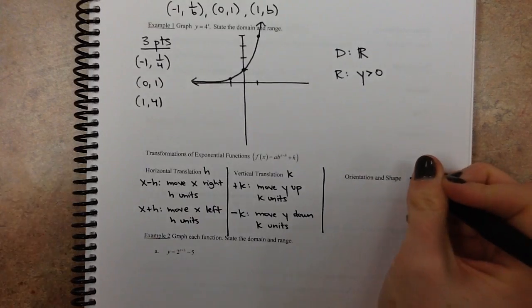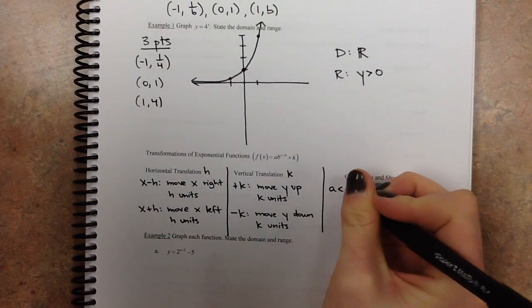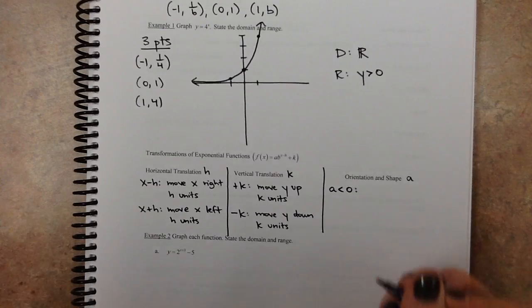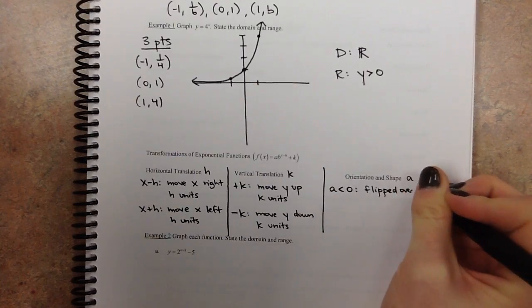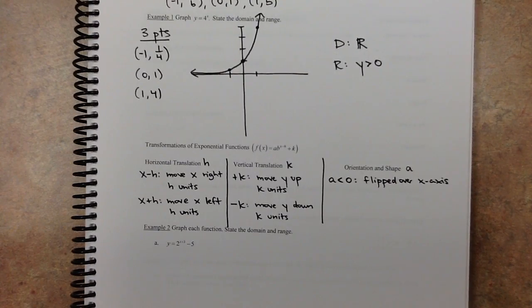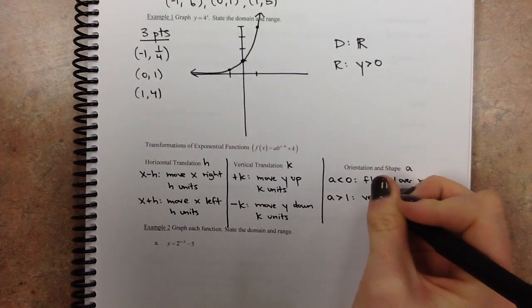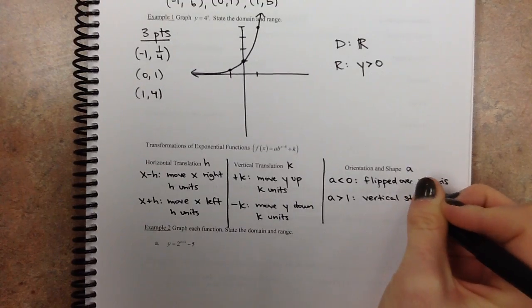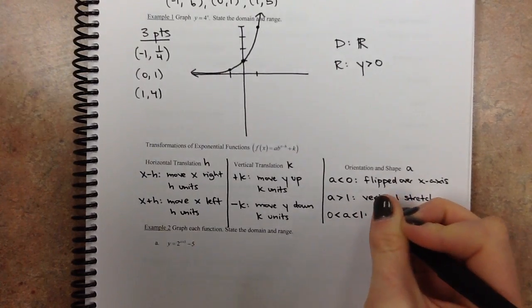And then orientation and shape, that will have to do with A. So A, remember, could either flip, compress, stretch, different things like that. So if you have a negative value, it's going to get reflected. So if A is less than 0, then it's going to be flipped over the x-axis. So it's going to be a vertical flip. It'll get flipped upside down. If A is greater than 1, then that will be a vertical stretch. And if A is somewhere between 0 and 1, like a fraction, that would be a vertical compression.